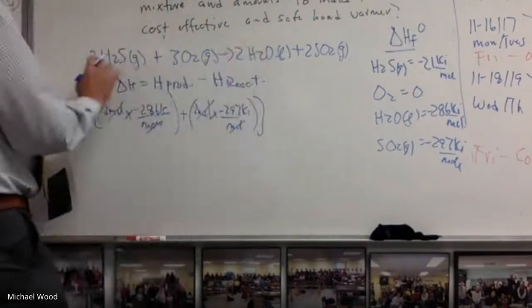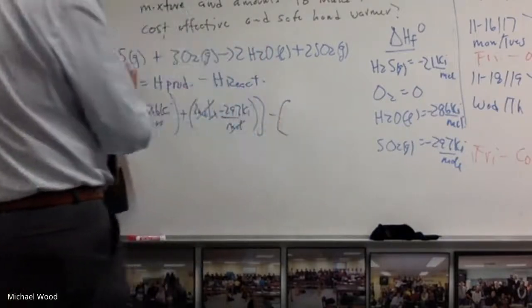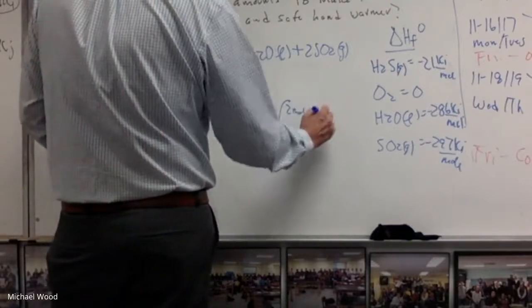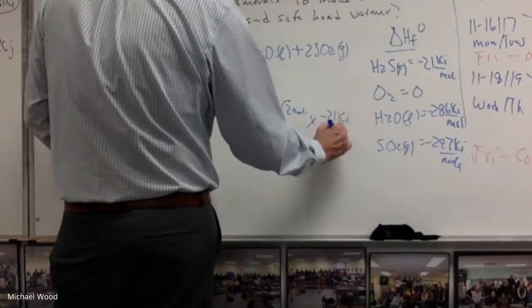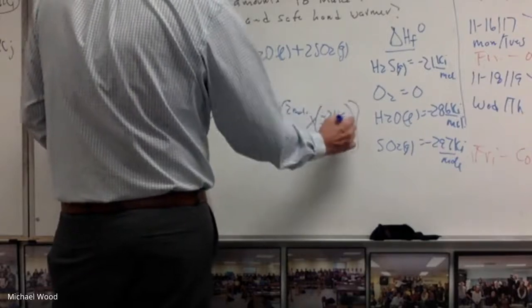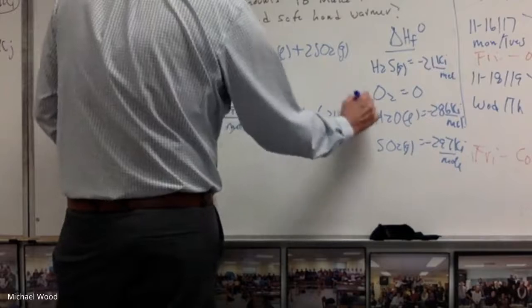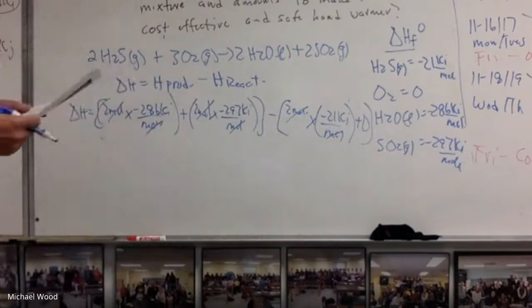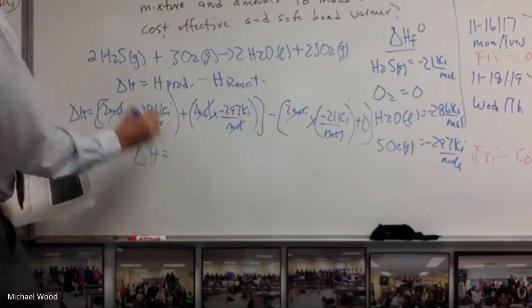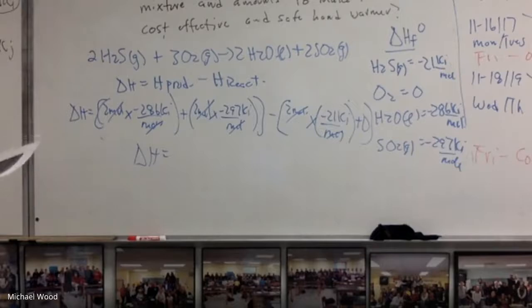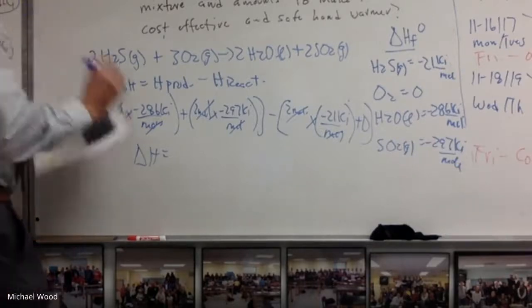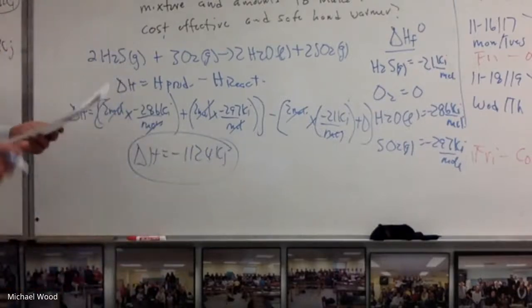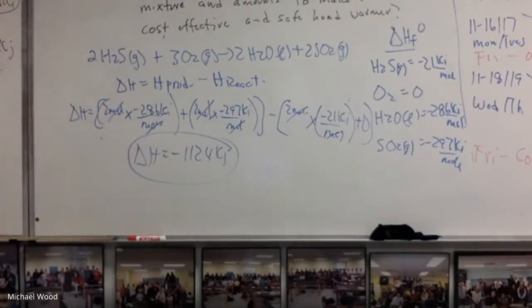So I did the products. And now the reactants, so H2S. Again it's 2 because the coefficient is 2, so 2 moles. And H2S is negative 21 kilojoules per mole. And then that would be plus 0, because the O2 is 0. And again, note the units. It's really good to just go through the math. And this one comes out to be negative 1,124 kilojoules.